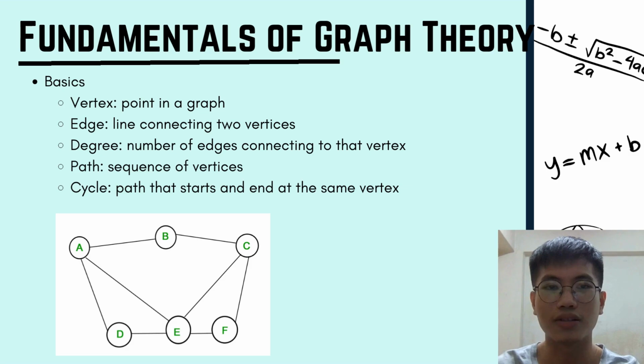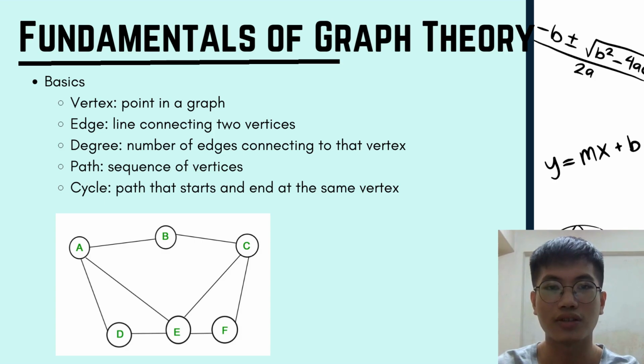Now, let's learn more about the fundamentals. I will use the graph shown in the slide to explain. A vertex is a point in a graph. Here, we have 6 vertices: A, B, C, D, E, and F. An edge is a line connecting 2 vertices. In the graph, there are 8 edges. Degree is the number of edges connecting to that vertex. Hence, vertex E has degree 4.